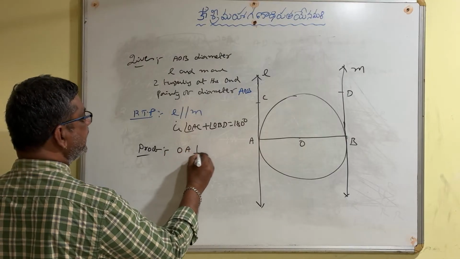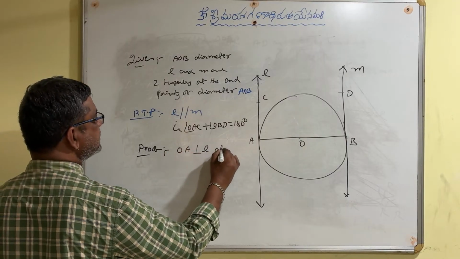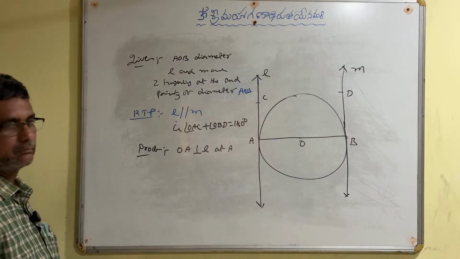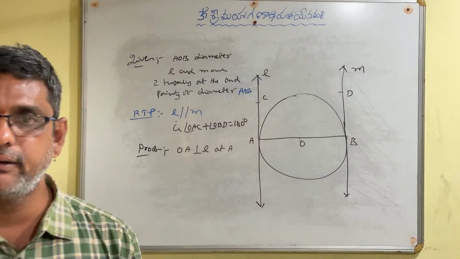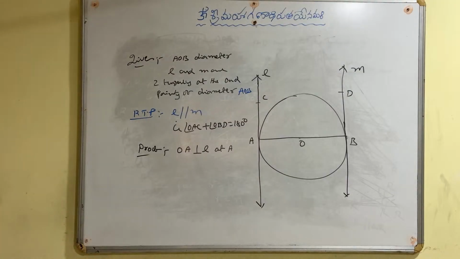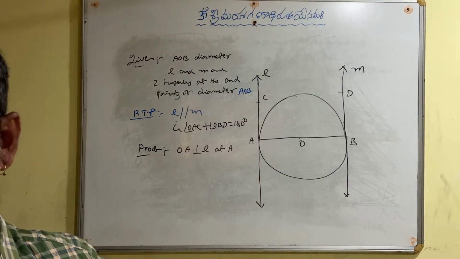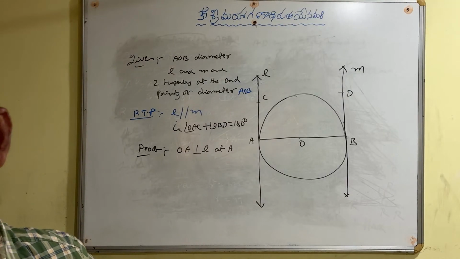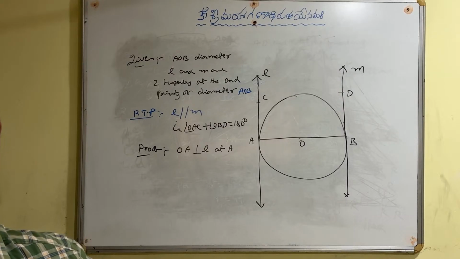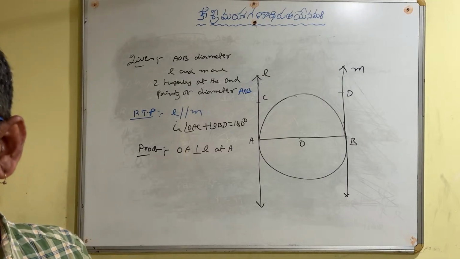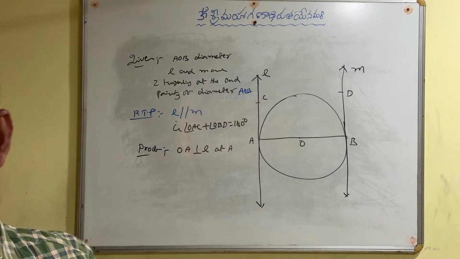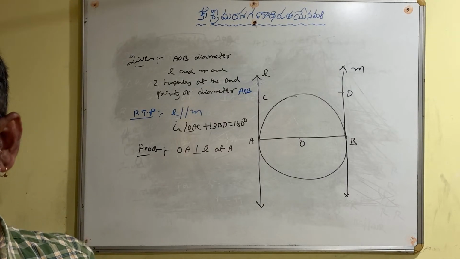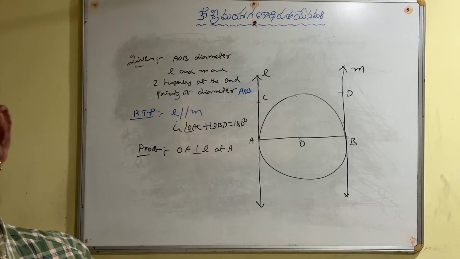OA perpendicular to L at A. What is the reason? Radius is perpendicular to the tangent at their point of contact. Theorem 1.